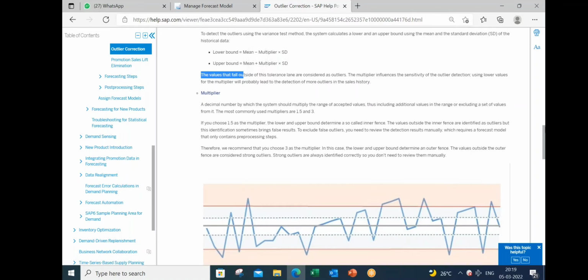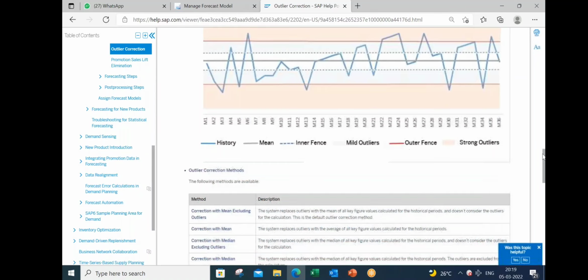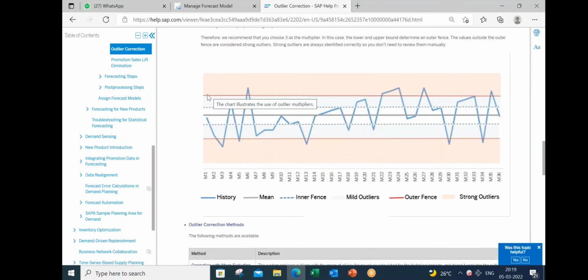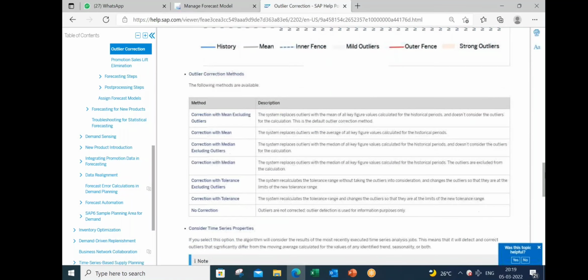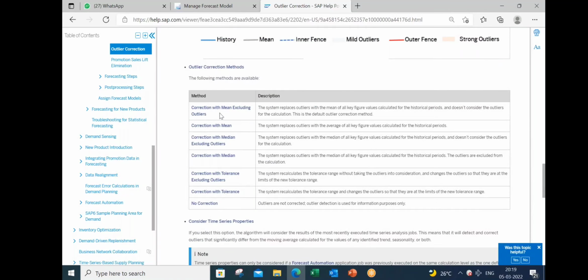If you see the graph here, this red line and this red line are the range. So this is an outlier, this is an outlier, this is an outlier, like that. Correct. I think they have given a clear explanation of what will happen based on what you select here. Yes.